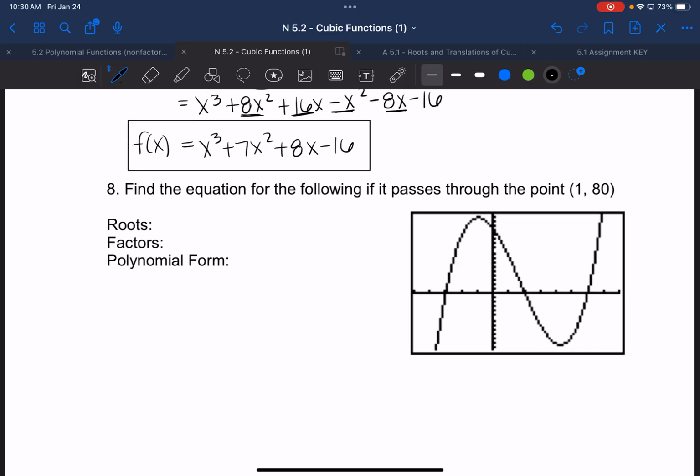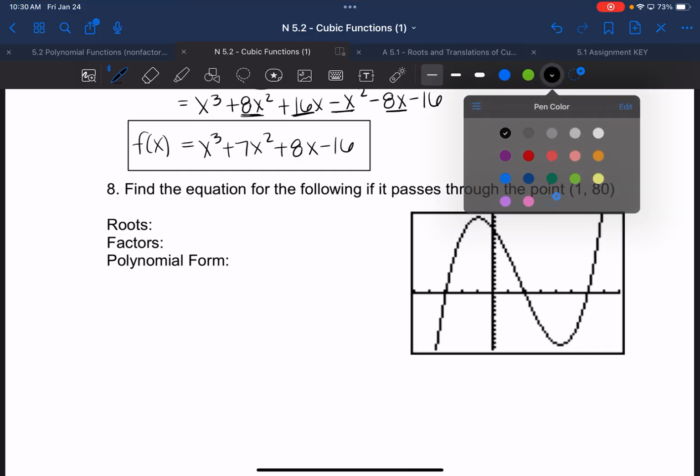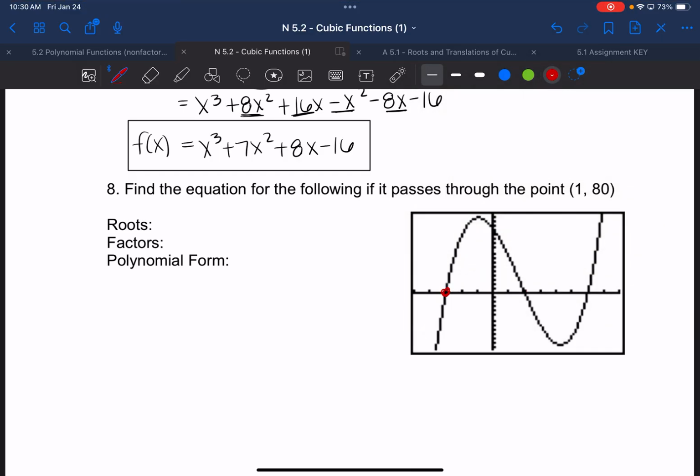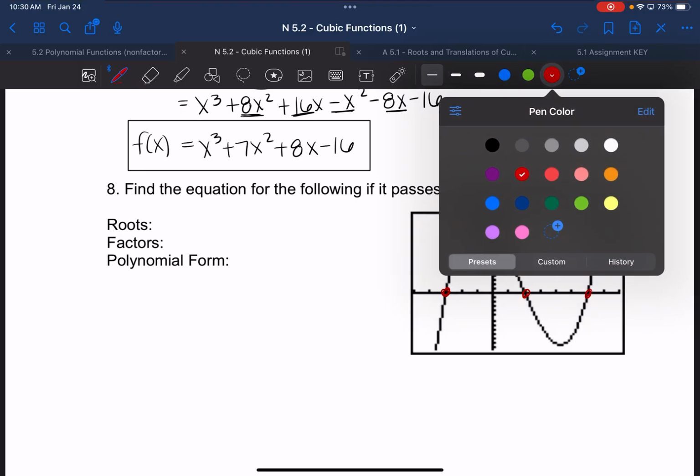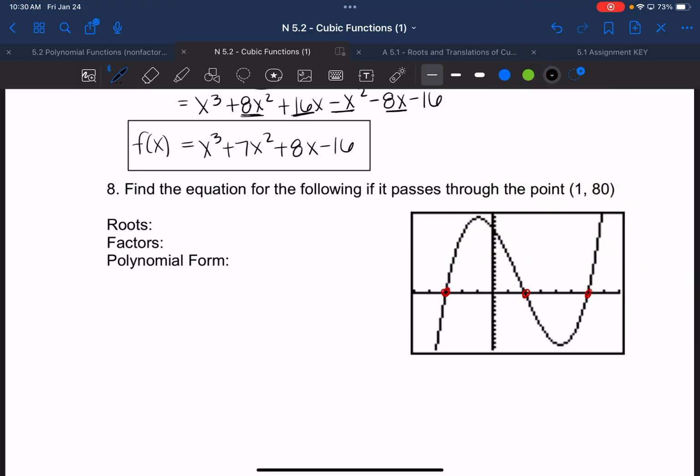Says, find the equation for the following if it passes through the point (1, 80). Okay. So we're going to have to consider that when we go and write the equation. But first, let's just talk about where our roots are. So where do you guys see us having roots in this equation? Good. All right, so that would make our factors what?